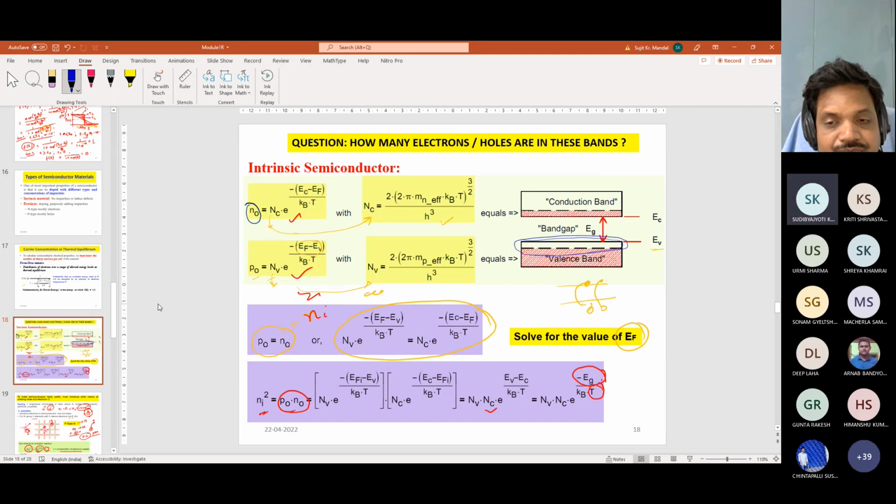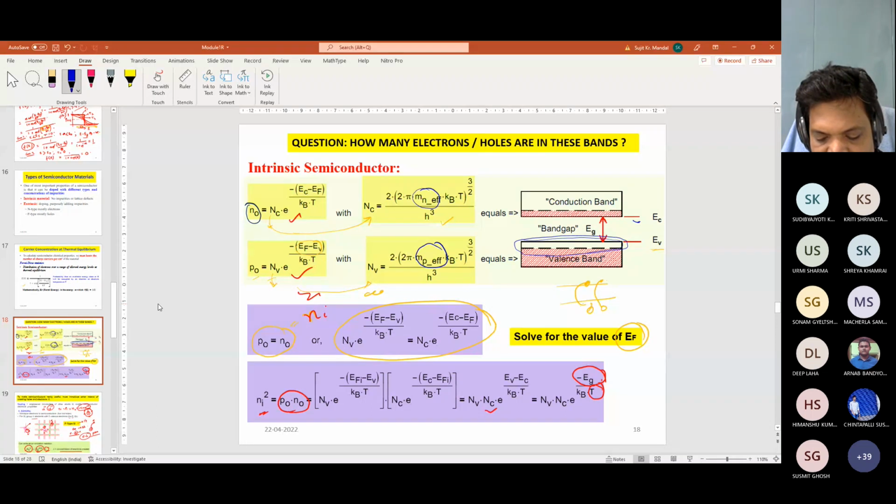Sir, what is this EF here in the equation of NC and NV? EF is the Fermi energy, and this is the effective mass of the electron. This is the effective mass of the holes. EC is the bottom of the conduction band energy. EV is the top of the valence band energy. NC is the energy state density in the conduction band, and NV is the energy state density in the valence band. Okay? Okay, sir.